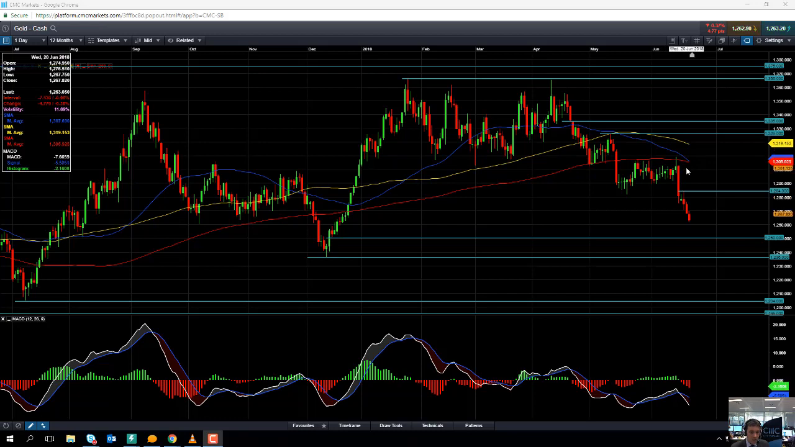And if you take out 1305, the 200 moving average, the next area to keep an eye out for will be the high of mid-May at 1326. And if we go beyond 1326, that could be an indication that the recent downward trend in gold has come to an end. And if we go beyond 1326, the next area to keep an eye out for will be the 1335 region.